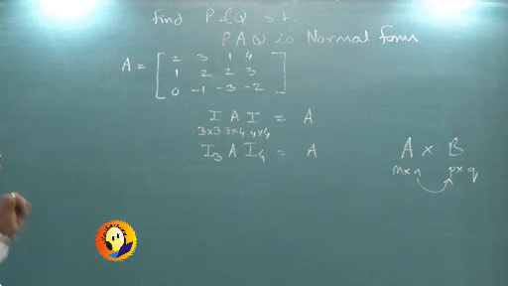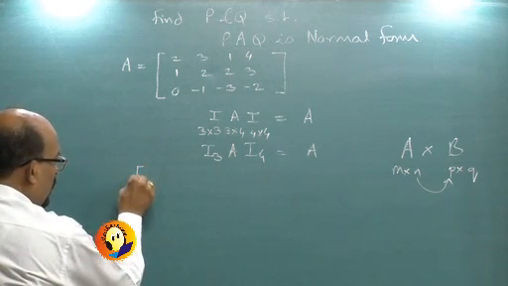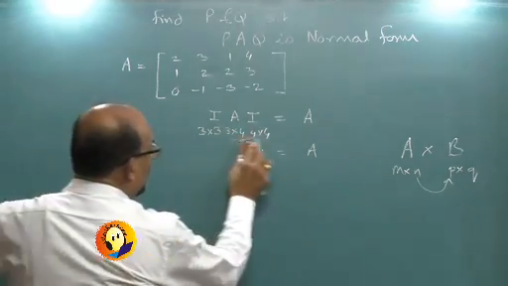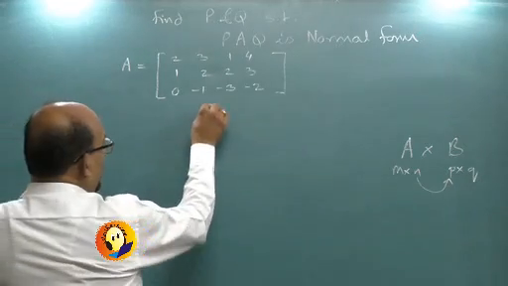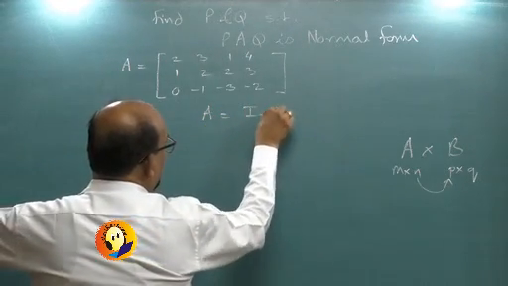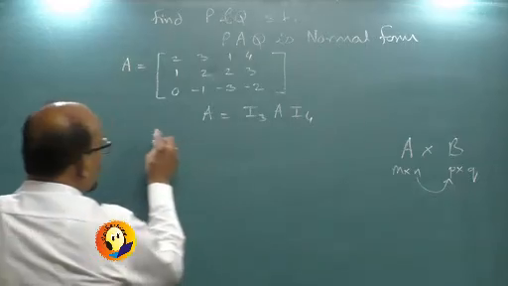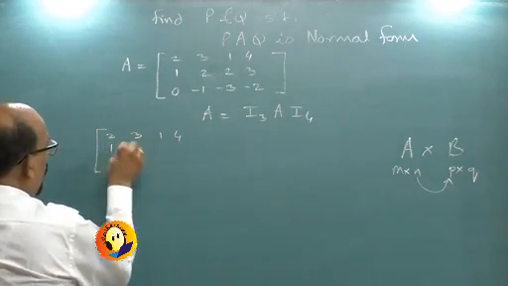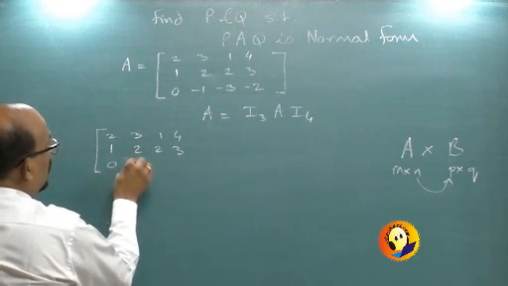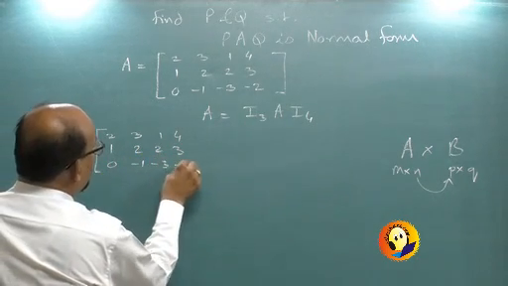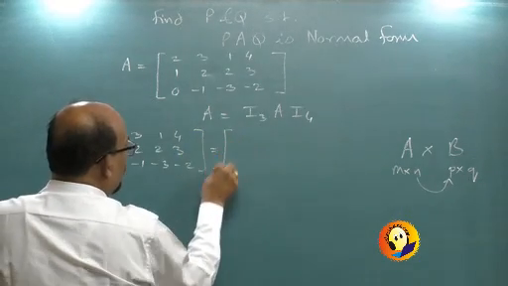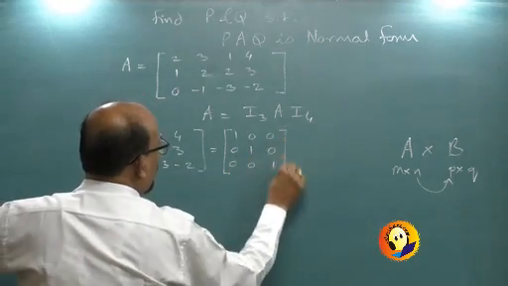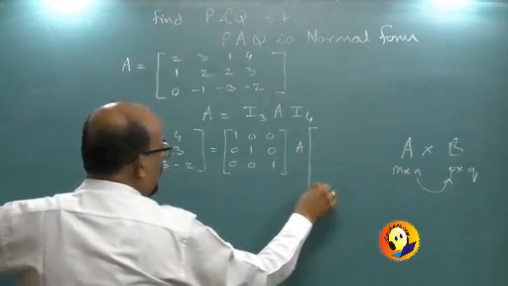This is where we start. And then we write that identity matrix. It is better that we write it the other way around. So it should be A is equal to I3, A, I4. So 2, 3, 1, 4, 1, 2, 2, 3, 0, minus 1, minus 3, minus 2 is equal to I3 times that times I4. We don't write A here, it will be I4.